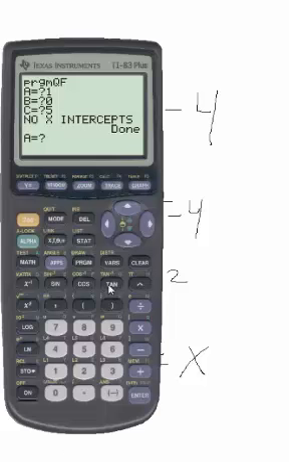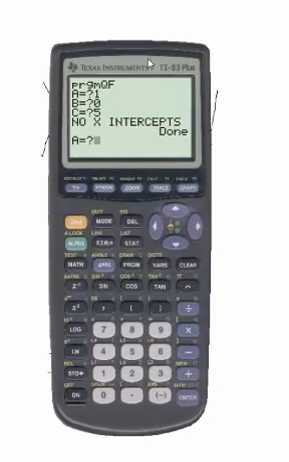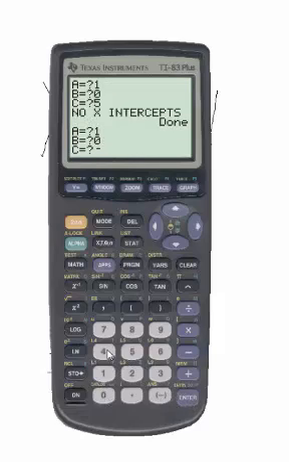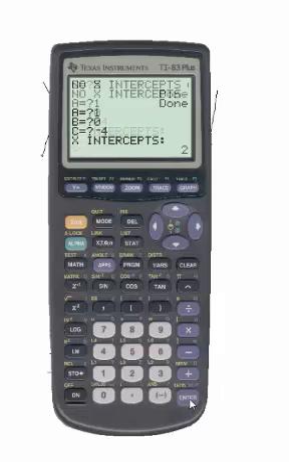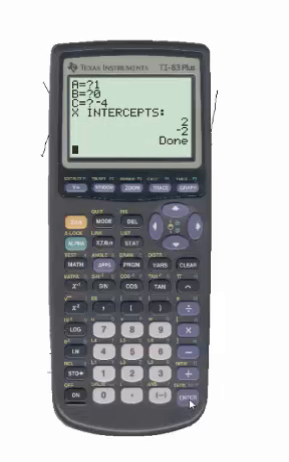Going back to our calculator, what happens when a is 1, b is 0, and c is negative 4? X-intercepts 2 and negative 2. So any quadratic equation, if you know a, b, and c, you can come up with the x-intercepts.